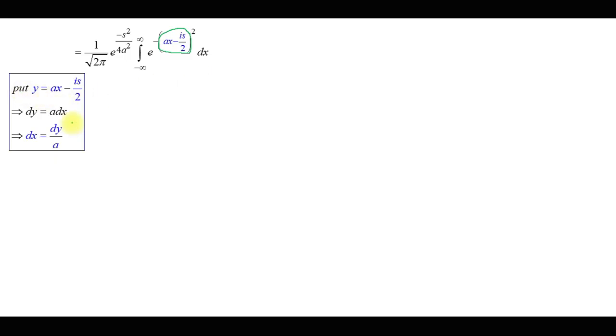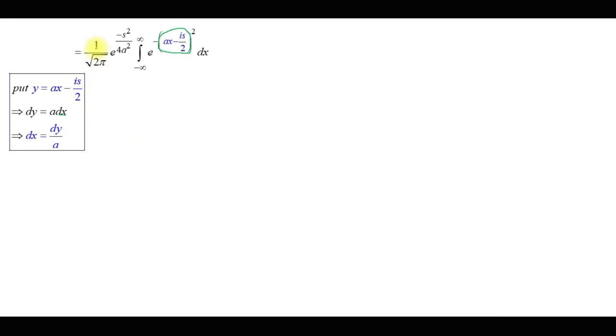Okay. So now differentiate on both sides. Differentiation of y is dy. a is a constant. Differentiation of x is dx. s by 2 is constant, its derivative is 0. So this implies what is dx? dx is dy by a. So now substitute, that is, we have to change the limit x into the limit y.